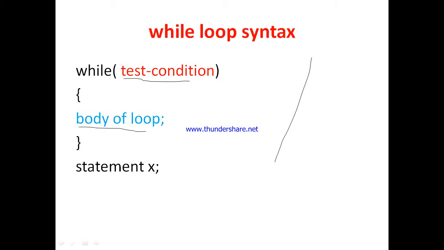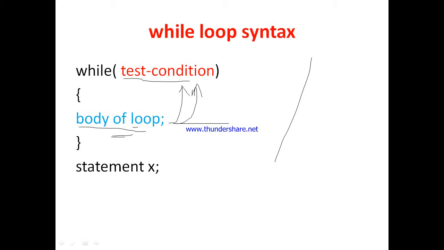After execution of the body of the loop, again control goes to the test condition. Now again the test condition is checked, and if it is true, then again the body of the loop is executed. After execution, again the test condition is checked. If the test condition is true, then again the body of the loop is executed. That means this process is executed as long as the test condition is true.